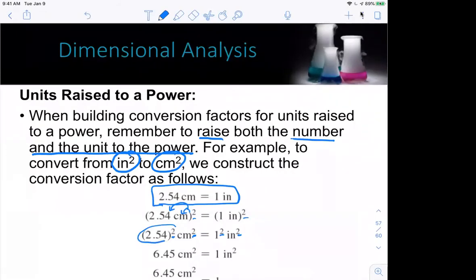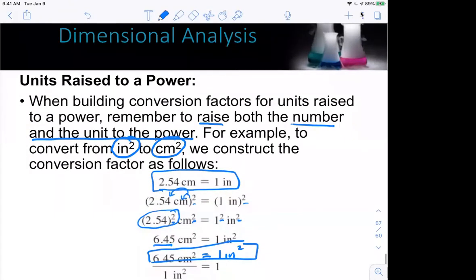I can do this math and then get this conversion factor. And then what I get is this is equal to 1 inch squared. And this is going to be my conversion factor for the problem. So you want to make sure when I raise the units to a power that I raise the number and the units to the power.